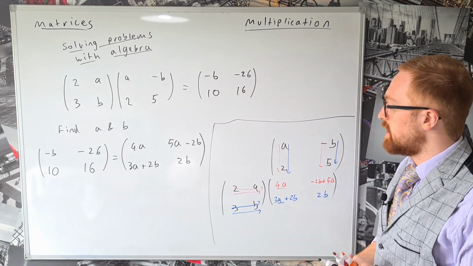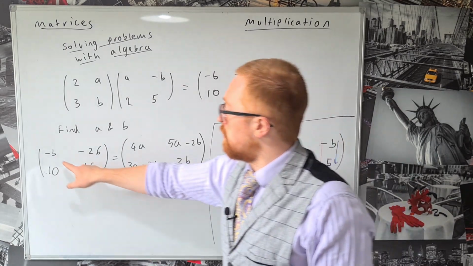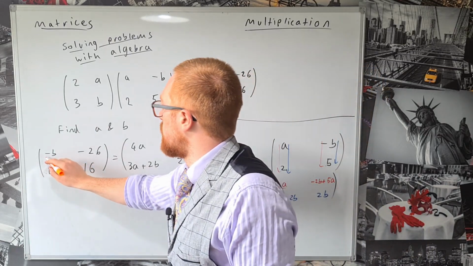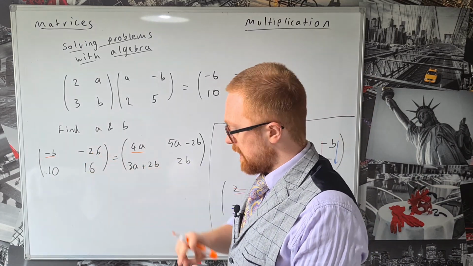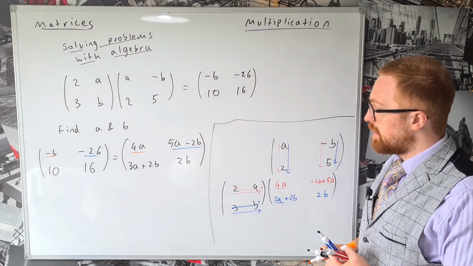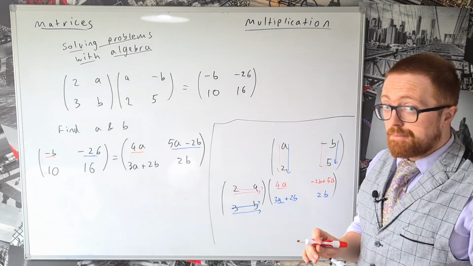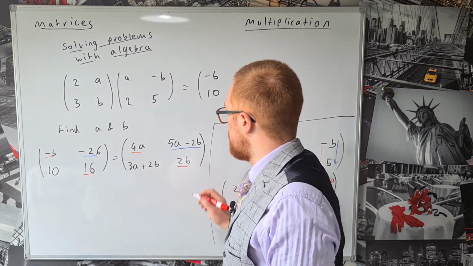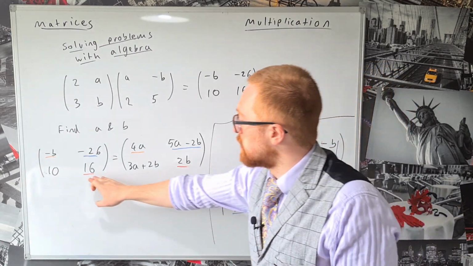Now, a really important property of matrices is that for two matrices to be the same, all of the individual entries must be the same. So I know that this minus B has to be equal to this 4A. And I know that this negative 26 has to be equal to this 5A minus 2B. Now there's one which is a really nice, easy starting point. I'm wondering if you can spot it. Have a look. Exactly, yeah, this guy at the bottom right is a really good starting point because it only involves one of our two variables. So let's look at solving this equation.